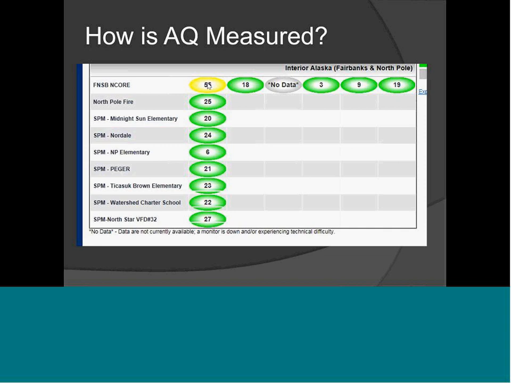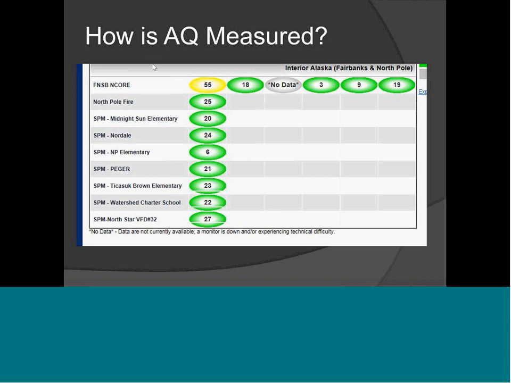These numbers are converted to AQI, which is Air Quality Index. It's a weighted 12-hour average. It takes the last 12 hours of readings from those continuous monitors. It weighs the closest 3 hours more than the other 9 hours, and it converts every pollutant to where the standard is equal to 100.